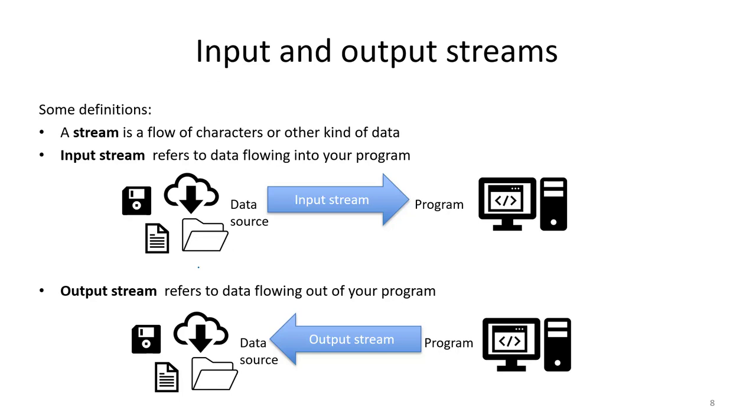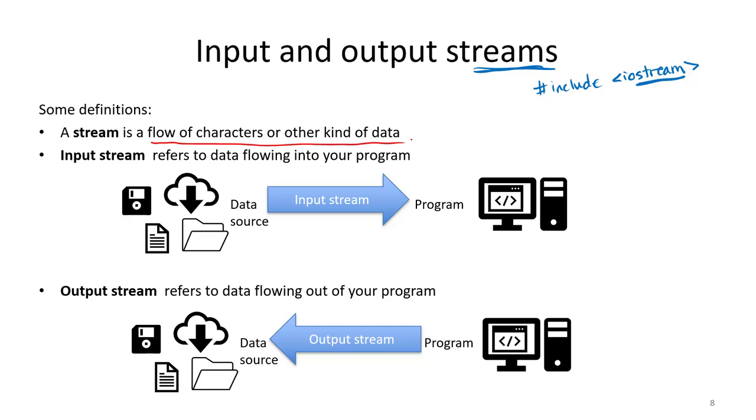Let's start with a few definitions. You may remember hearing the words input and output streams. Remember #include <iostream>? So here, when we refer to a stream, what we're referring to is a flow of characters or other kind of data. So this is not a flow of water like in a river, but a flow of data.